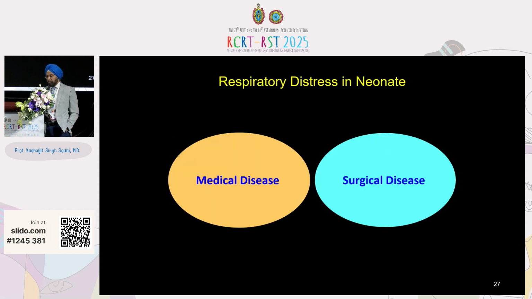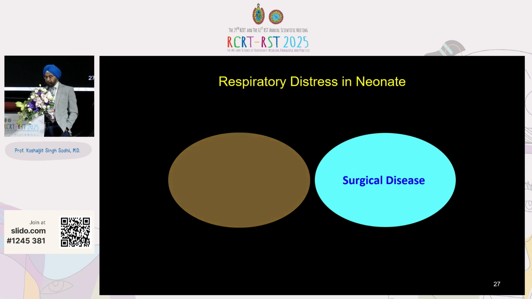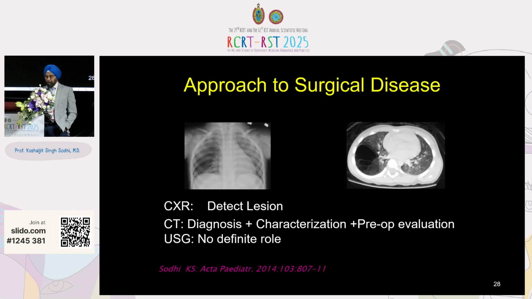So moving on from a medical disease spectrum to a surgical disease spectrum. How do you approach the surgical disease spectrum in a child? Remember, the chest X-ray is always the first one to be done, so it detects a lesion, but you would need a CT scan or MRI for diagnosis, for localizing it, and for a pre-surgical roadmap or pre-operative evaluation of this.